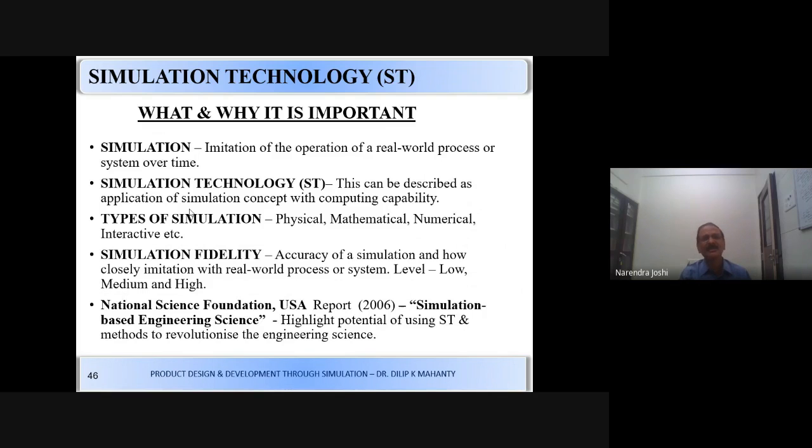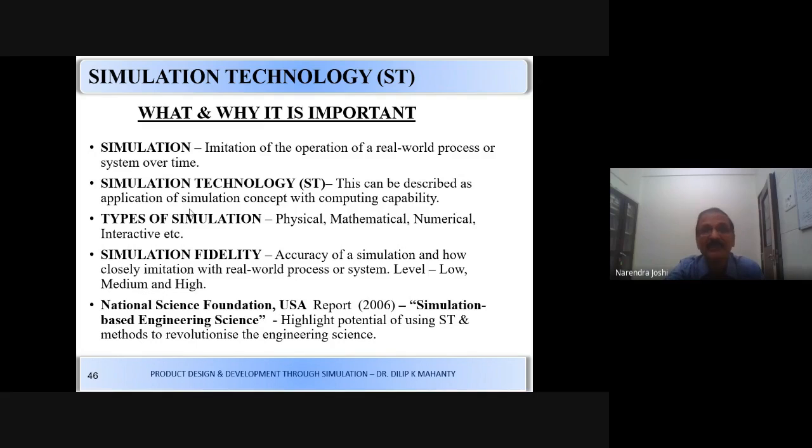Different types of simulations are there, like physical, mathematical, numerical, interactive. Fidelity, the accuracy of the simulation, is how closely it will imitate the real-world process or system, at level low, medium, high. Very important. In fact, the National Science Foundation of USA report, Simulation Engineering Science, highlights the potential of using simulation technology and methods to realize engineering science. Very strong it is working.